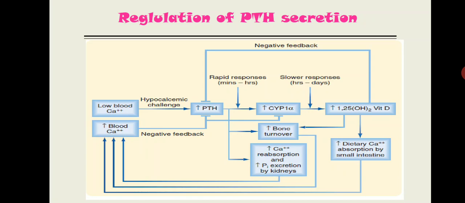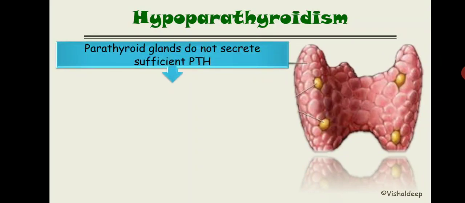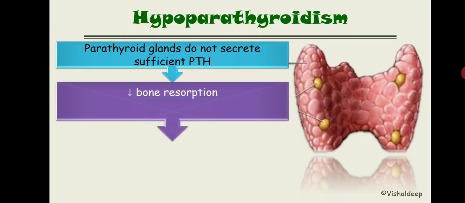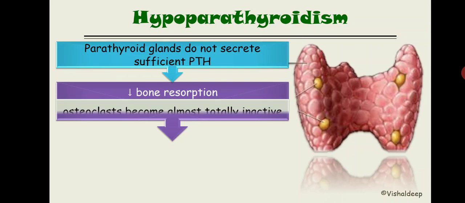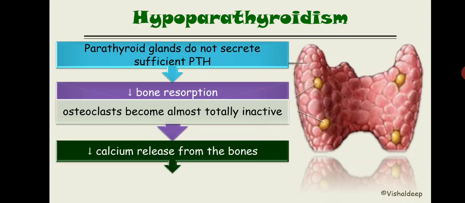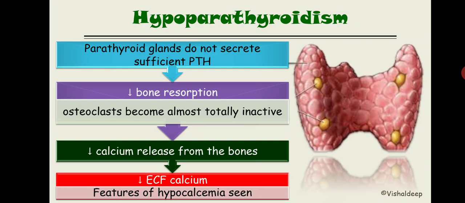Starting with the first, decrease in the parathyroid hormone level is hypoparathyroidism. So the parathyroid gland does not secrete a sufficient amount of the parathyroid hormone. What it will lead to is decreased bone resorption. Bone does not get resorbed normally. So osteoclasts become almost totally inactive and this will lead to decreased calcium level because there is decreased release of calcium from the bone. And ultimately there is a decreased extracellular fluid calcium level and the person will show features of hypocalcemia. Now we already discussed what will happen in hypocalcemia.